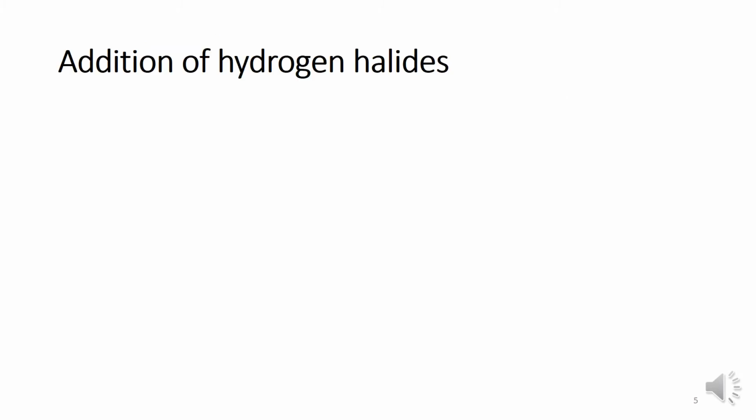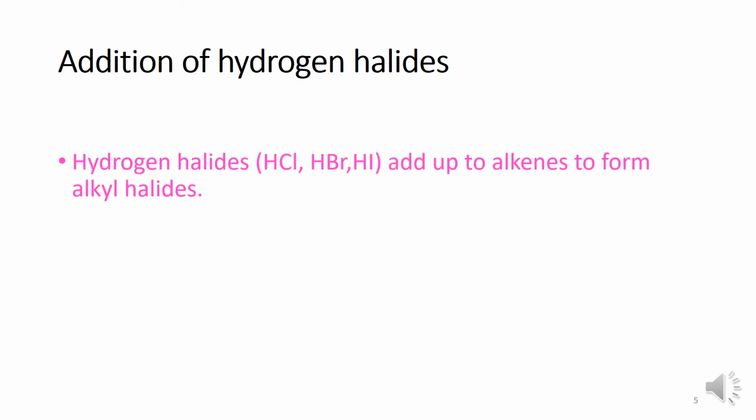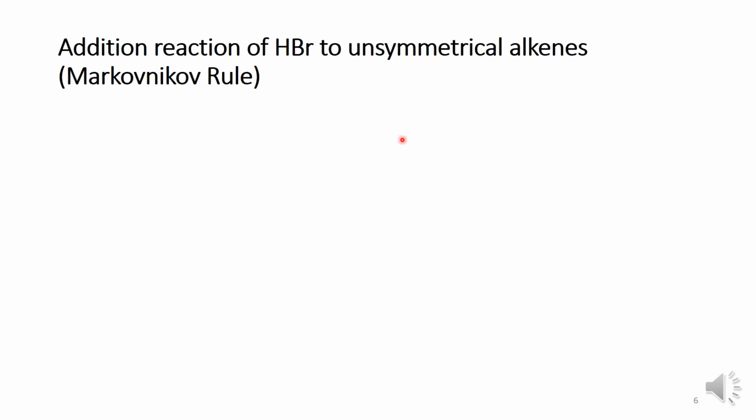Now addition of hydrogen halides. Hydrogen halides like HCl, HBr, HI add up to alkenes to form alkyl halides. For example, if ethene is treated with HCl, you will get chloroethane. Addition of HBr to unsymmetrical alkenes. This addition happens according to Markovnikov rule.